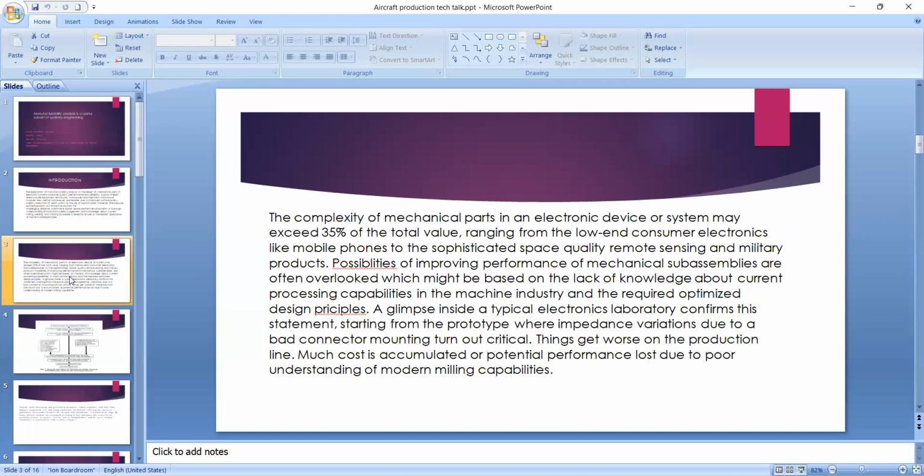A glimpse inside a typical electronics laboratory confirms this statement, starting from the prototype where impedance variation due to a bad connector mounting turns out critical. Things get worse on the production line. Much cost is accumulated or potential performance lost due to poor understanding of modern milling capabilities.